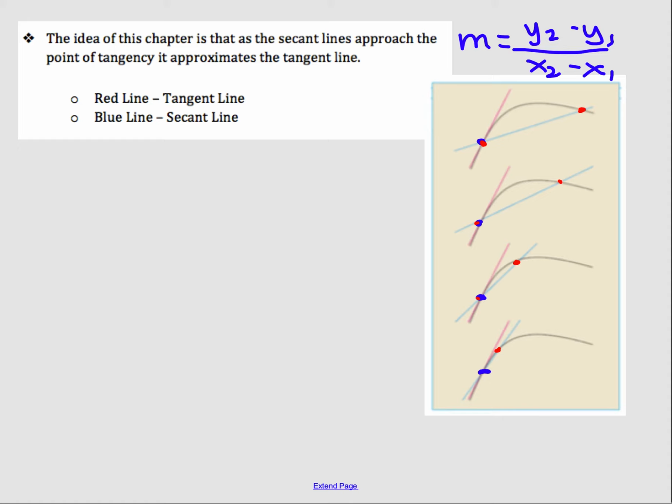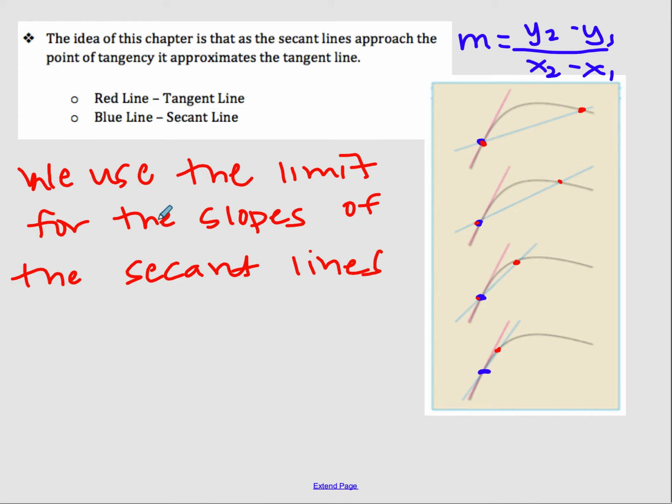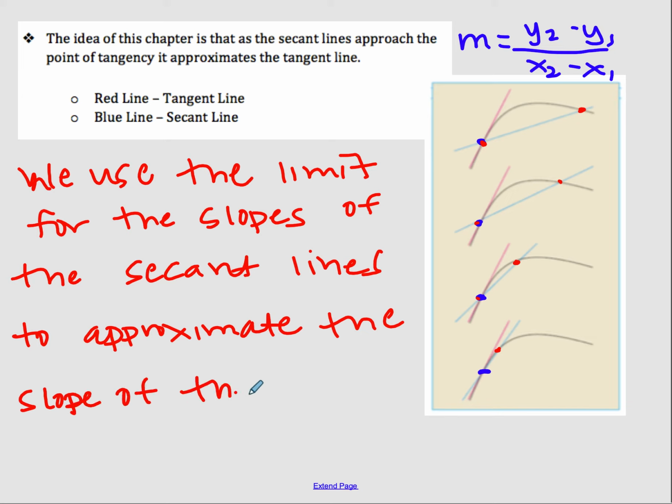Okay, so the way we do this is we use the limit for the slopes of the secant lines. The secant lines go through 2 points on the curve. So we use the limit for the slopes of the secant lines to approximate the slope of the tangent line.